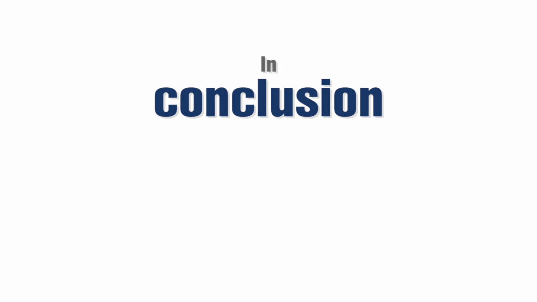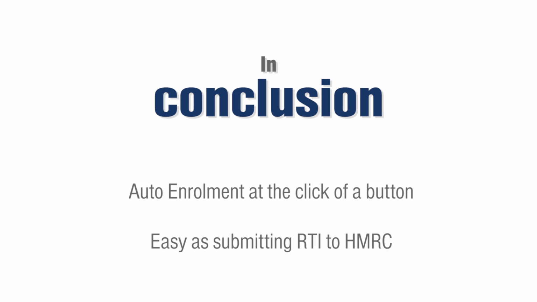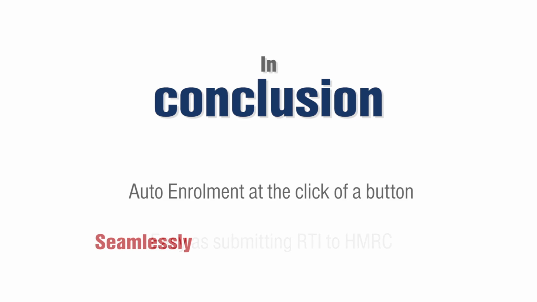This innovation means you don't ever have to log into a portal at all to communicate with your pensions provider, and auto-enrollment becomes simply a minor part of your normal payroll duties rather than a completely separate and additional process. Therefore, providing information to GenLife is as easy as submitting RTI to HMRC, seamlessly, directly and securely from your own payroll software straight to your pensions provider at the click of a single button.